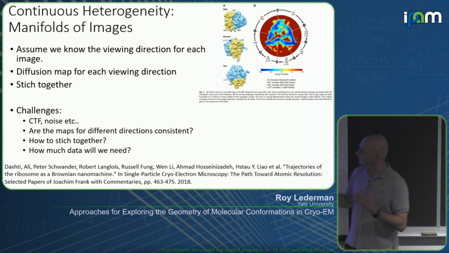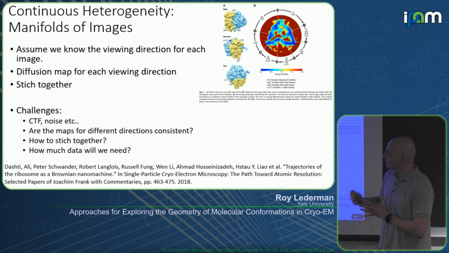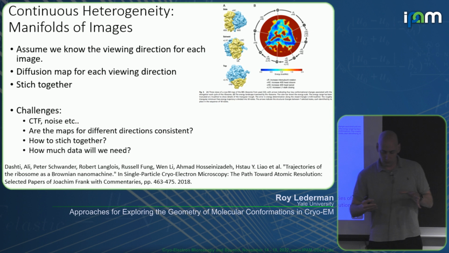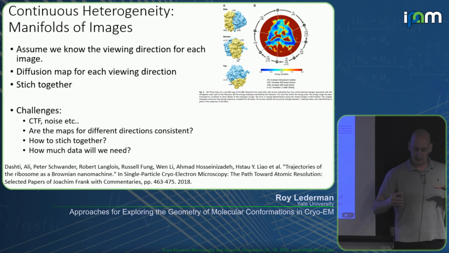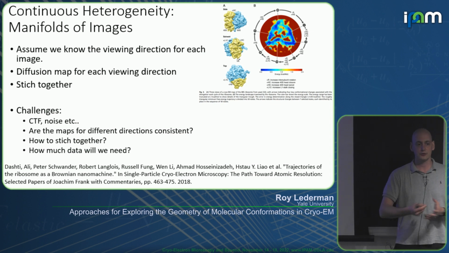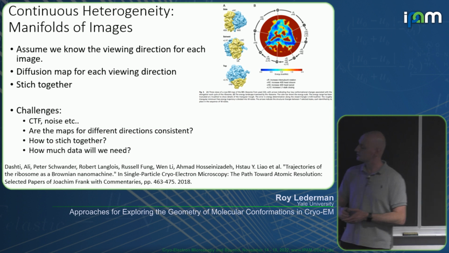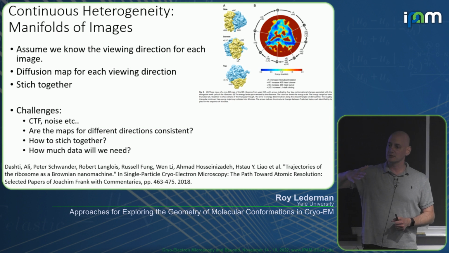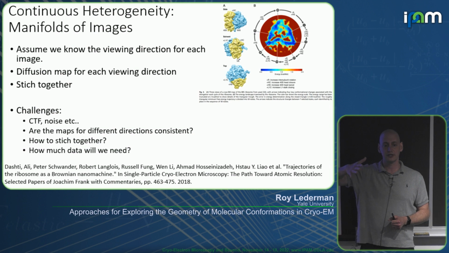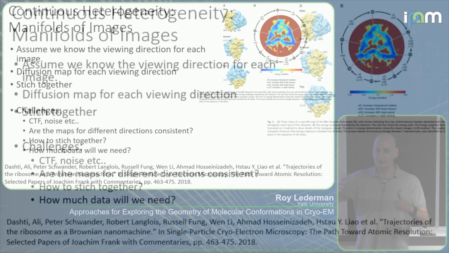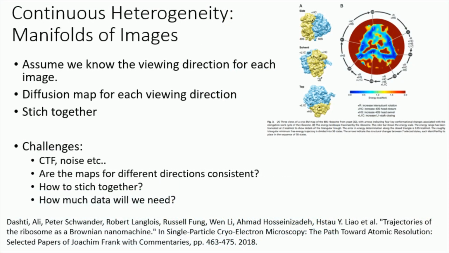So what happened? The way that it evolved is that what they do in this approach is assume that they know the orientations, the viewing directions, and for each viewing direction they build a manifold of the images that they see from that viewing direction. And then they try to stitch these manifolds together and build some kind of consensus manifold and learn the landscape of conformations on this map.